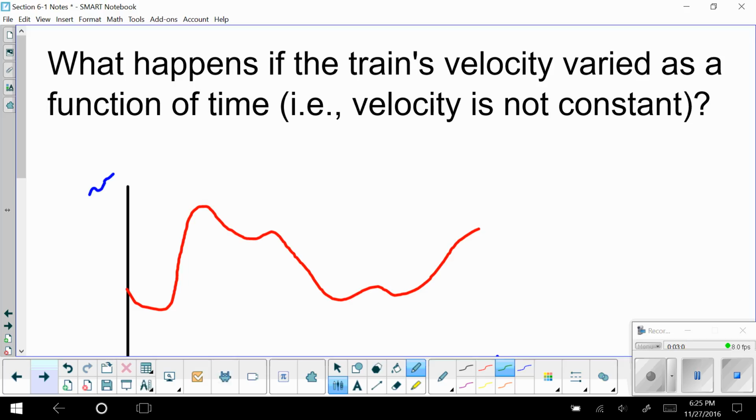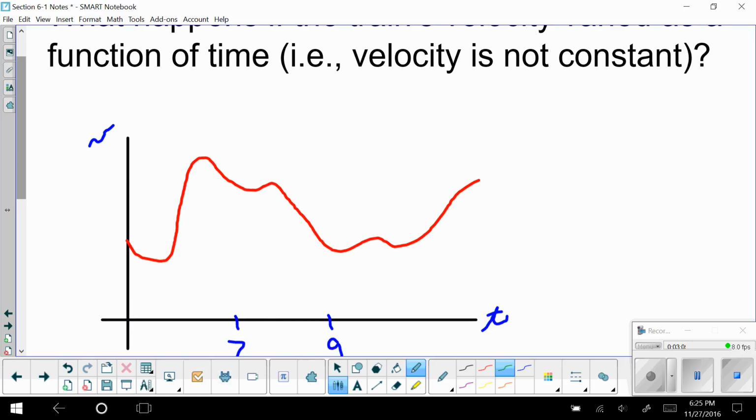Now, where it gets a little more complicated, because of course we can't have nice constant velocities, is what if the train's velocity varies? It's not constant. And this is much more realistic in that we have trains speeding up on straightaways. They start slowing down when there are curves, or they need to stop when they get to a station and then start back up again. In which case, if we wanted to think of it in terms of area, we don't have a nice rectangle here anymore.